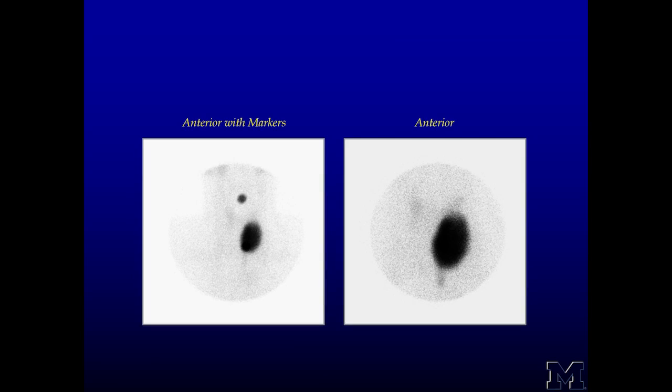Here is a case of a hyperfunctional thyroid nodule, autonomous thyroid nodule in the left thyroid lobe with complete suppression of the contralateral lobe. This is an image with markers placed in the neck. This is an image, like pinhole image, without markers, clearly showing the hyperfunctional nodule encompassing the left thyroid lobe and complete suppression of the contralateral right thyroid lobe.